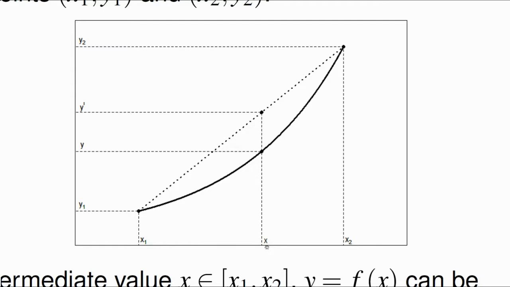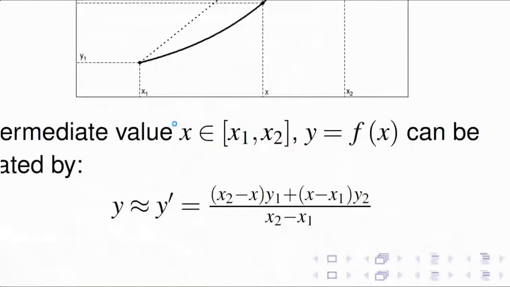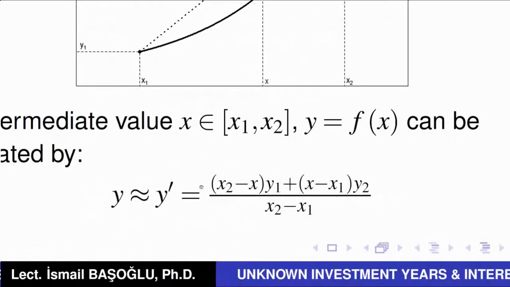So what we are going to do is this. In order to determine y prime, we are going to multiply y2 with the distance between x1 and x, and y1 will be multiplied with the distance between x2 and x. And then we are going to calculate the summation, and the summation will be divided by the total distance between x2 and x1, which is exactly that formulation.